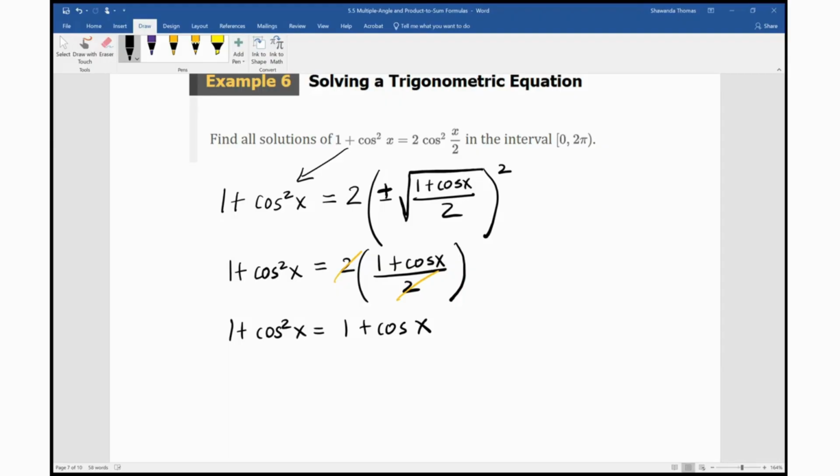Subtract 1. So if we subtract 1, we get rid of the ones then. Notice a 1 on both sides. Well, we get rid of both of them. They balance each other out, so we can get rid of both of them at the same time. Now we just have cosine squared x equals cosine x. So what will we do now? Subtract cosine x from both sides. We get cosine squared x minus cosine x equals 0.